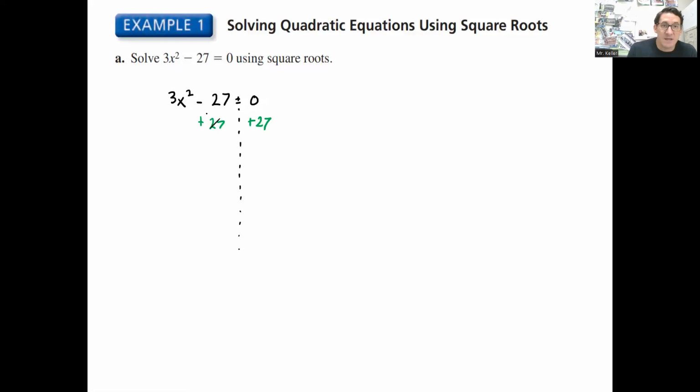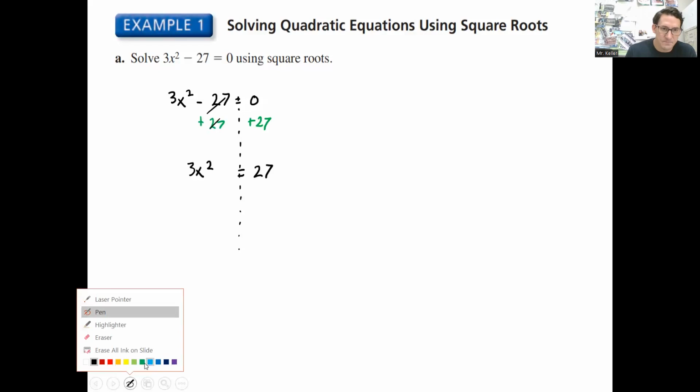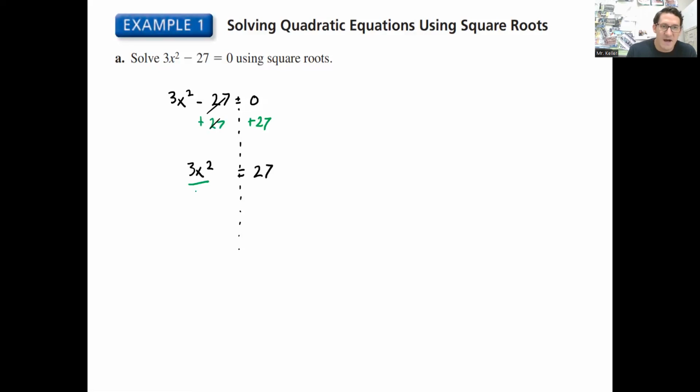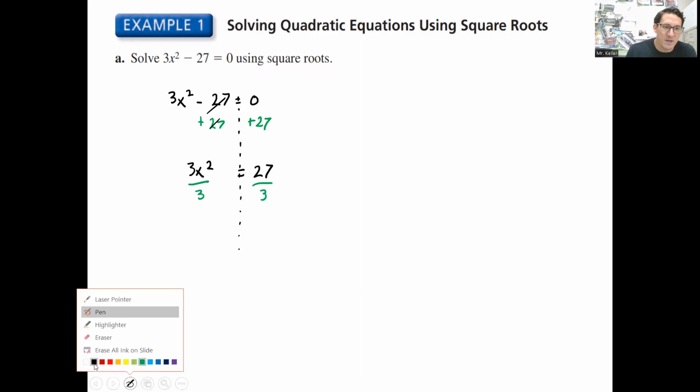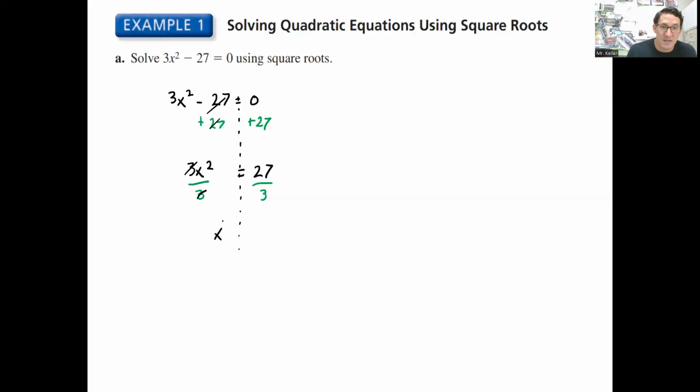The 27s here cancel out. So I get 3x squared is equal to 0 plus 27, which is 27. Next, I'm going to divide both sides by 3. So dividing by 3 over here cancels out, and I get x squared is equal to 27 divided by 3, which is 9.